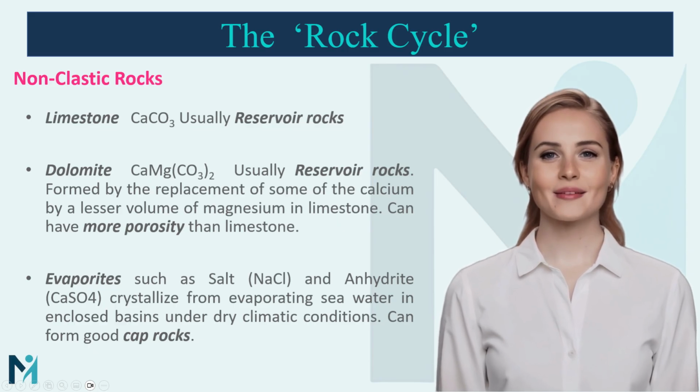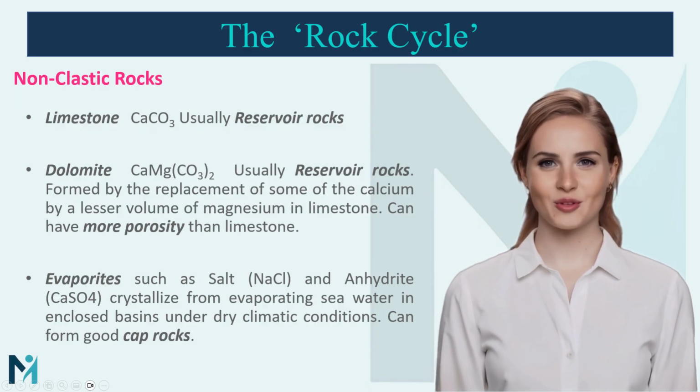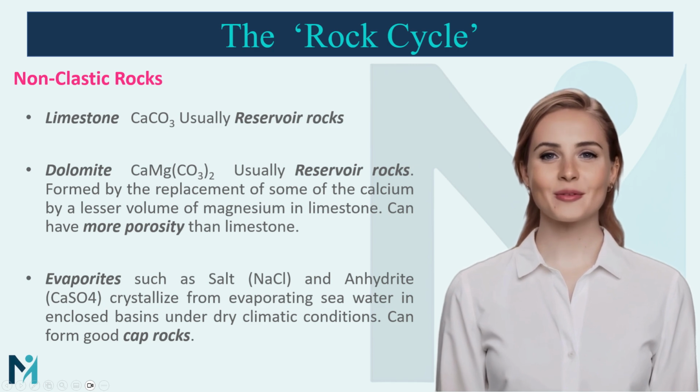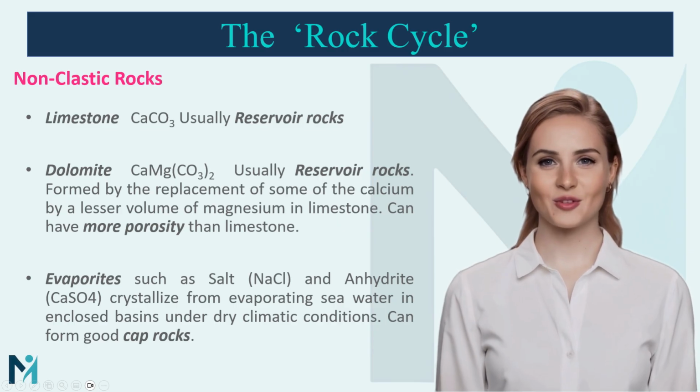And finally, let's talk about evaporites, which are rocks that form when water evaporates and leaves behind minerals like halite, rock salt, and gypsum. While evaporites are not reservoir rocks themselves, they're extremely important in the overall petroleum system because they make excellent cap rocks. Their very low permeability means they can trap hydrocarbons beneath them, acting like a tight seal that prevents oil and gas from migrating upward. In fact, some of the world's biggest oil and gas fields are sealed by thick beds of evaporite.